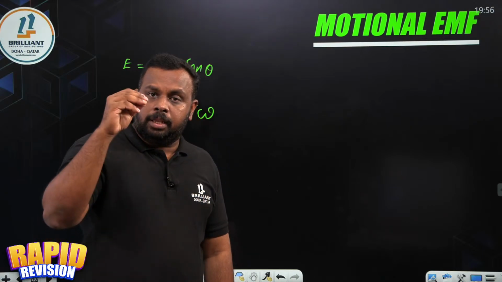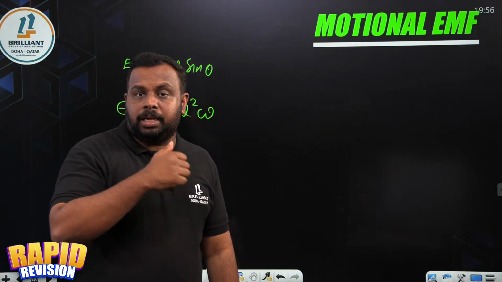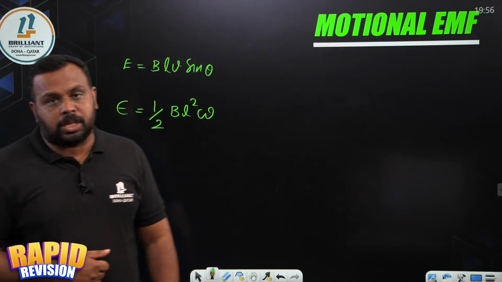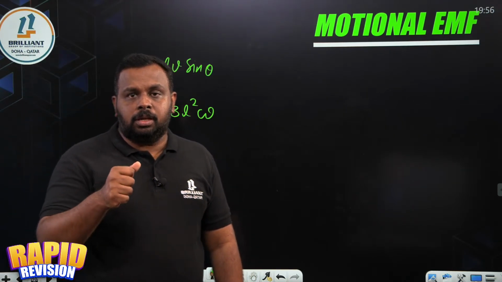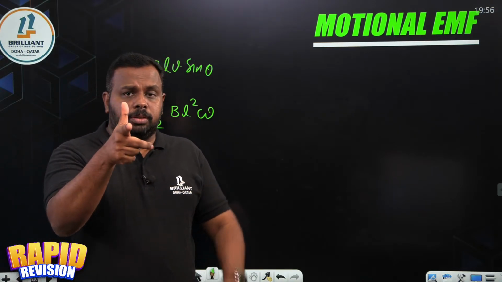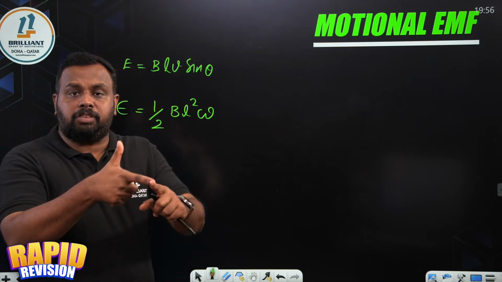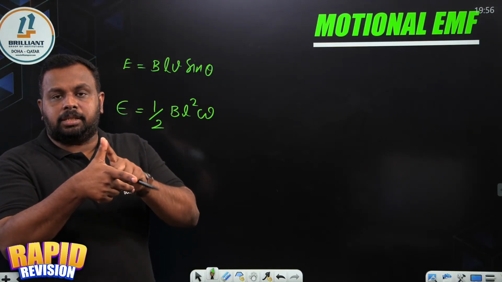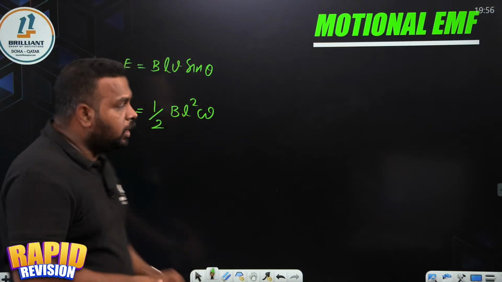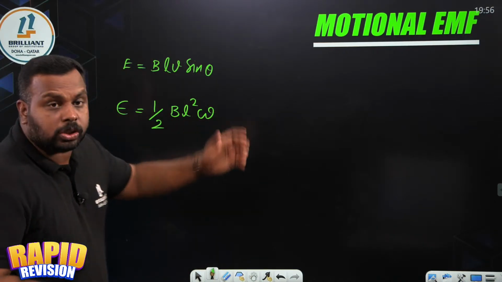And another thing, please keep it in your mind: Fleming's right hand rule for finding the direction of induced current in motional EMF. Very simple. You are all familiar with the left hand rule. In the right hand rule, the forefinger indicates the magnetic field, the thumb indicates the direction of motion, and the middle finger will give you the direction of current. You're familiar with it. Okay, so that's all about motional EMF.